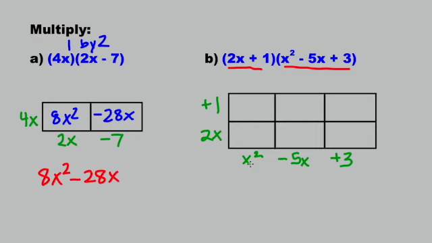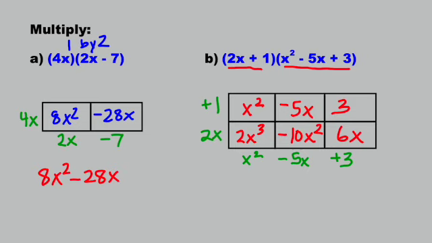So 2x times x squared would give me 2x to the third. Then I take my x squared times my 1. That would be x squared. 1 times negative 5x would give me this over here, negative 5x. 2x times negative 5x would give me negative 10x squared. 2x times 3 would give me 6x. And finally, 1 times 3 is 3.